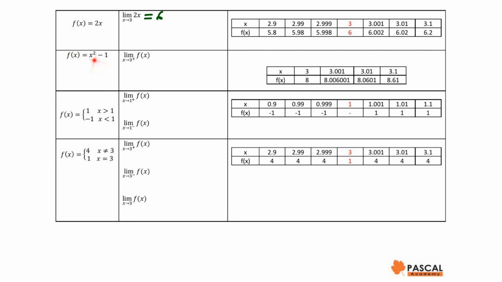For f of x equals x squared minus 1, we are looking for the limit of f of x as x approaches 3 from the right side. We evaluated the values of the function at 3.1, 3.01, and 3.001, and we see as x approaches 3 from the right side, f of x approaches 8. Therefore, the limit of f of x as x approaches 3 from the right side is 8.